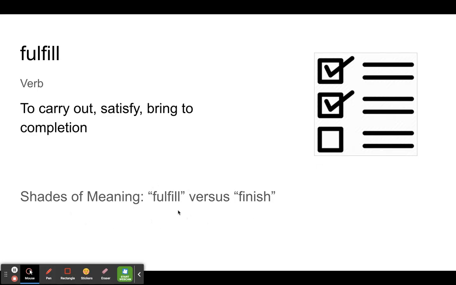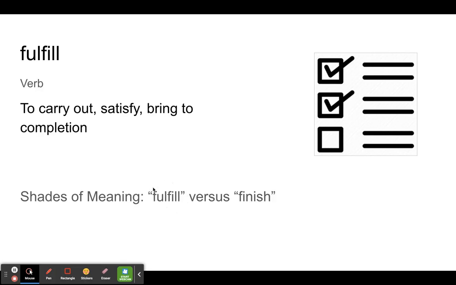There is a difference, though, between fulfill versus finish. So if I'm finishing something, then I'm just saying, like, I'm done. Like I have reached the end. I stopped doing it. Now I'm doing something else. It doesn't have the same feeling of what quality of work you did on that thing.